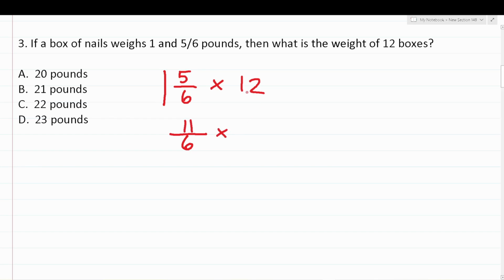And how do we write whole numbers as improper fractions? We simply place them over 1. Again, 12 divided by 1 is 12. All right, so now that we've rewritten both of these as improper fractions, we can go ahead and multiply our fractions together. Again, when you multiply fractions, you just multiply straight across. So this becomes 11 times 12 over 6 times 1.